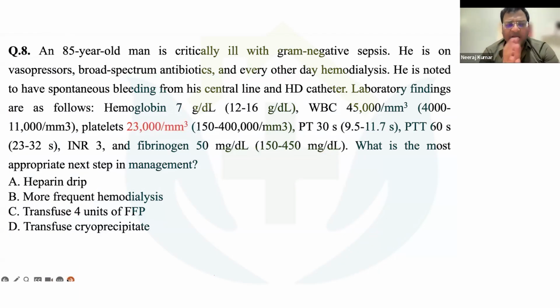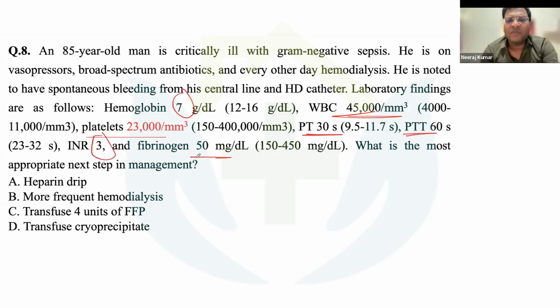Now, again a question: an 85-year-old male, critically ill patient. He has gram-negative sepsis. He is on vasopressors and broad spectrum antibiotics. Every alternate day, he is receiving hemodialysis. We have noted that spontaneous bleeding is coming from the central line as well as the hemodialysis catheter. Lab findings show anemia, hemoglobin of 7, and WBC is very high, 45,000. Platelet is very low, 23,000 only. Prothrombin time is very high, 30 seconds. PTT is again high. INR is deranged, like 3. Fibrinogen is very low, only 50. So what is the appropriate next management?